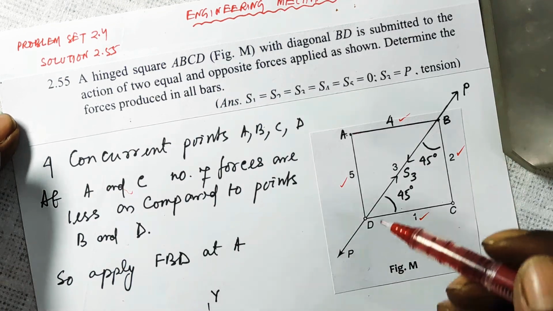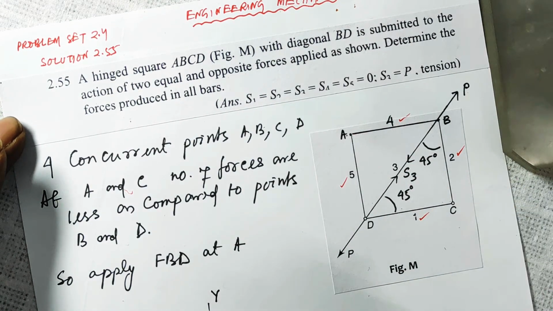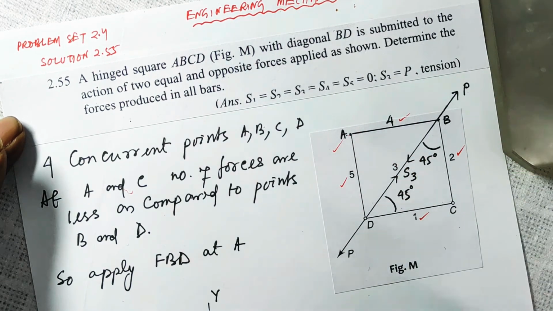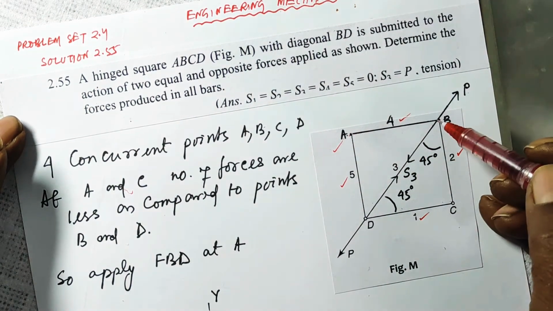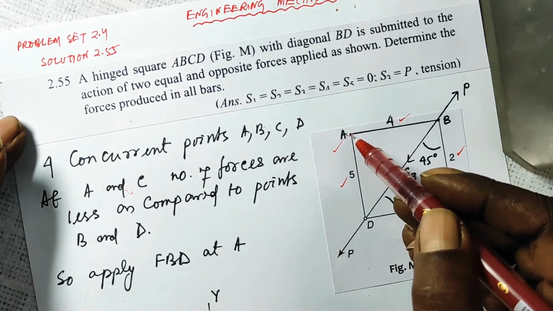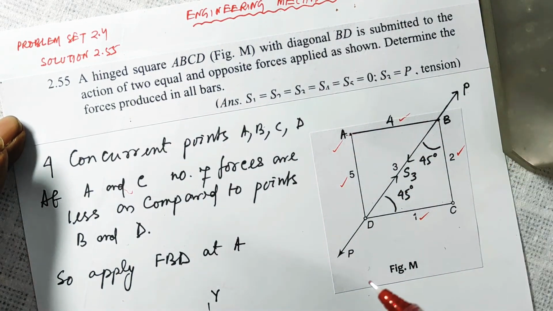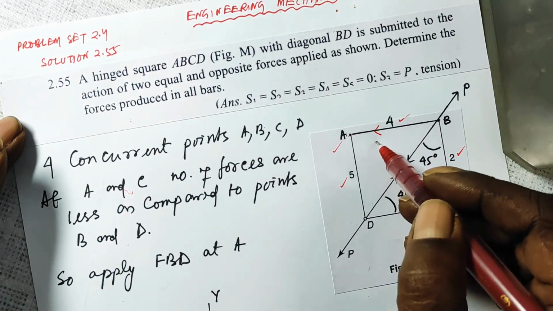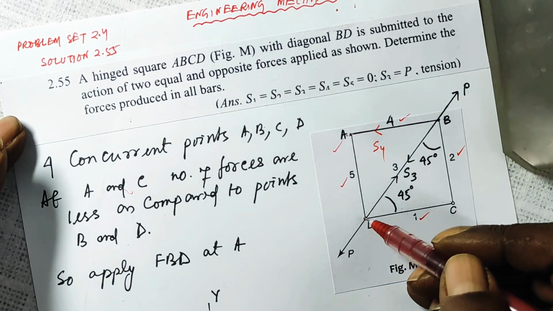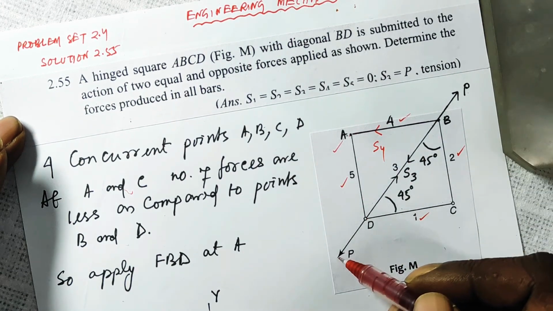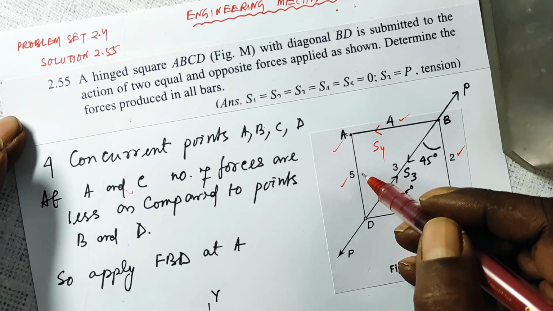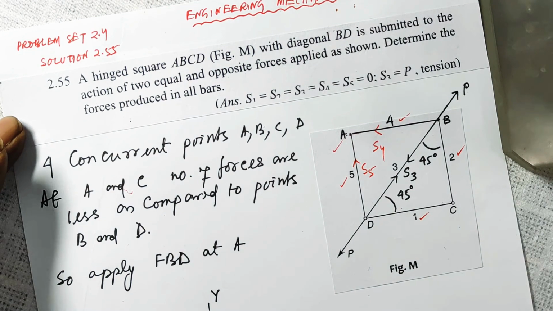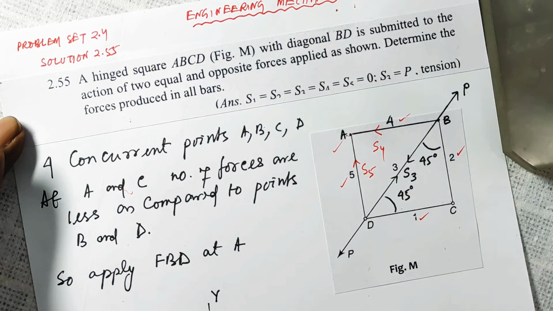So let us apply the free body diagram to the points where the number of forces is less, that is at point A and point C. Let us begin with point A. Now, due to this force and due to this force, this bar will be under extension. So let S4 be to this side. In this bar also, under this force, the bar is under extension. So S5 will be to this side. The tensile forces S4 and S5.